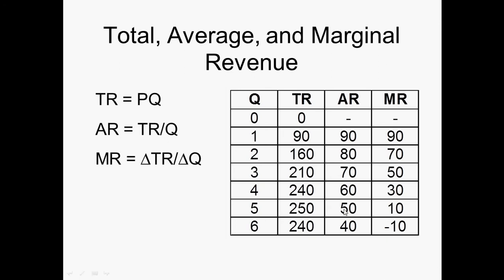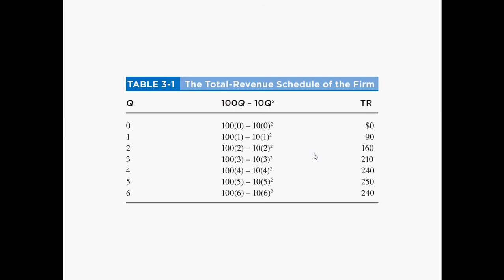So these are all related to each other in a sort of necessary, logically necessary way. Okay, so this shows how you get total revenue from the equation. How you get the actual values of total revenue from the equation.